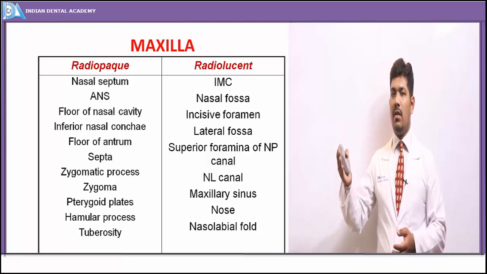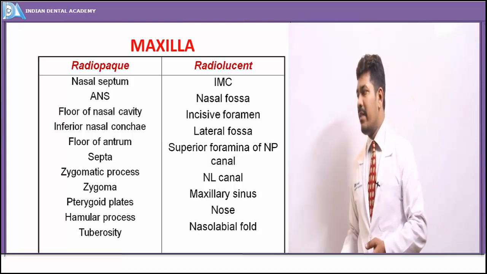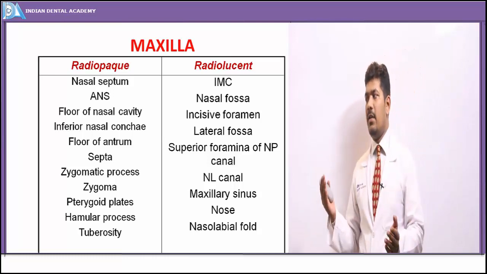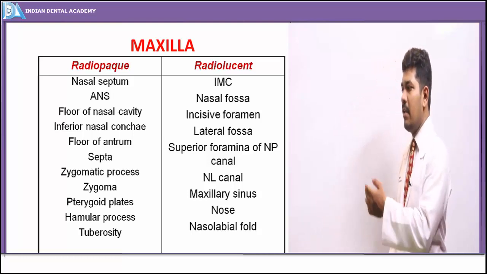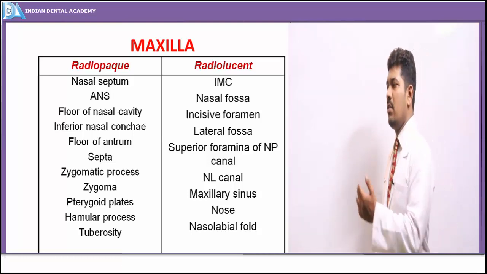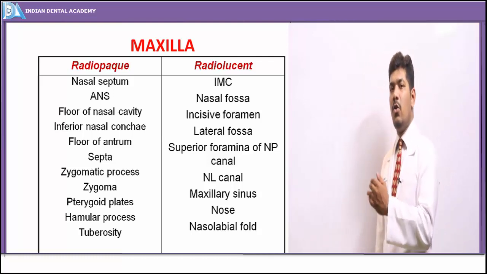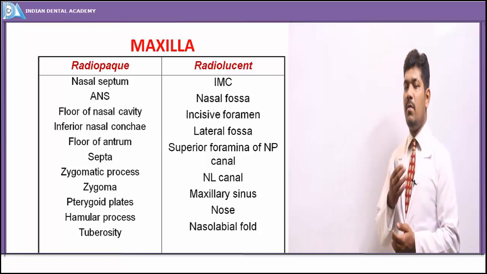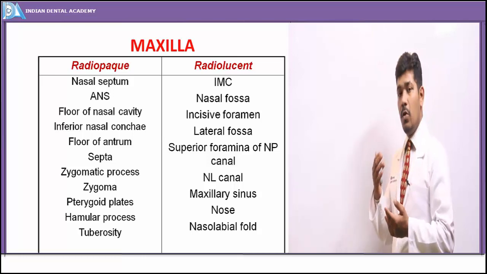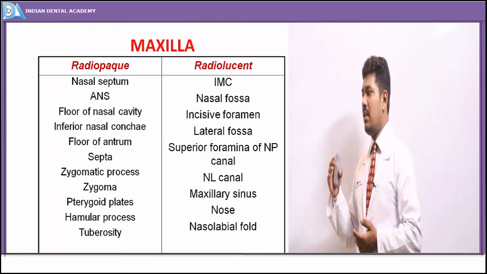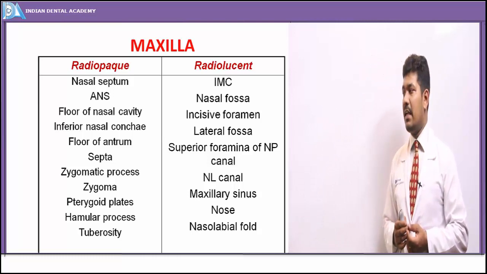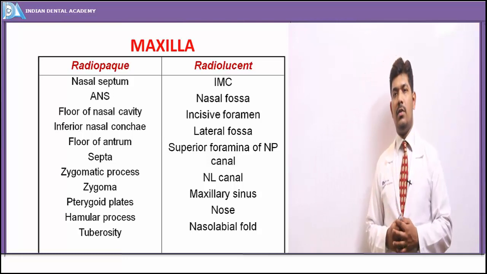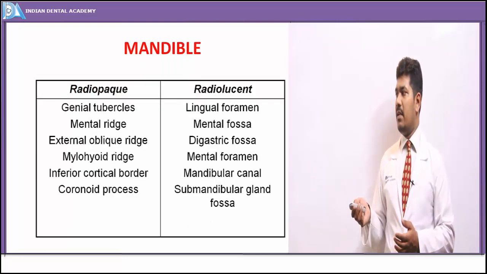So in the maxilla, if we divide them into radio-opaque and radiolucent, we can see starting from the nasal septum along the midline, going laterally to the floor of the nasal cavity, the floor of the antrum, going up to the hamular process and the tuberosities. All these are bony structures or radio-opaque structures seen in the maxilla. Now the radiolucent structures we have again from the midline, the nasolabial fold, the nose itself, the maxillary sinus, going up to the superior foramina of the nasopalatine canal, up to the inferior mandibular canal, which are all the radiolucent structures seen in the maxilla.